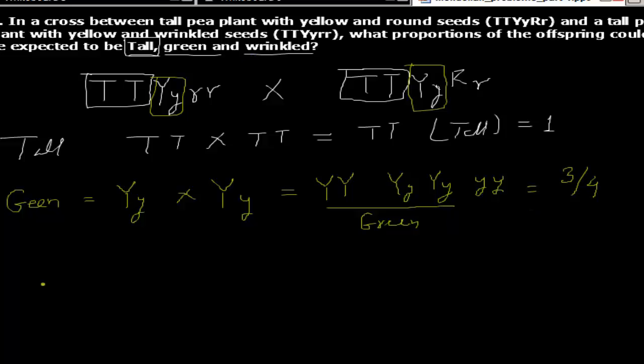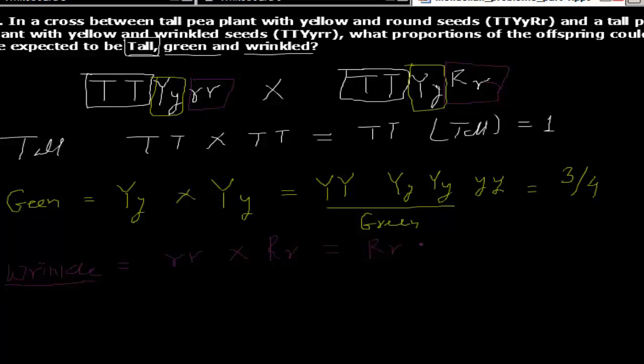Now next we have to find out the wrinkled one. This is the cross we have to consider for the wrinkled one. So for wrinkled, mind it, here we are only considering the phenotypes. So this is the cross we will study, and after this we will get only two types of genotype, that is RR and R, small r. So the total fraction will be 1/2 because the wrinkled in this particular case is only this one.